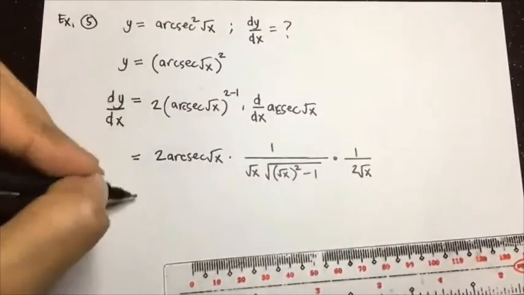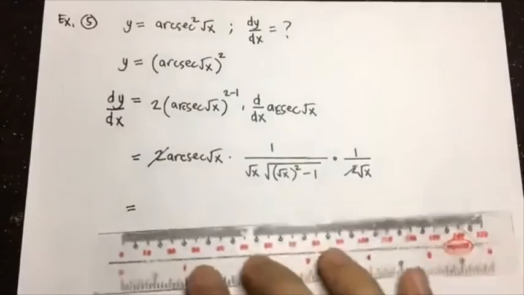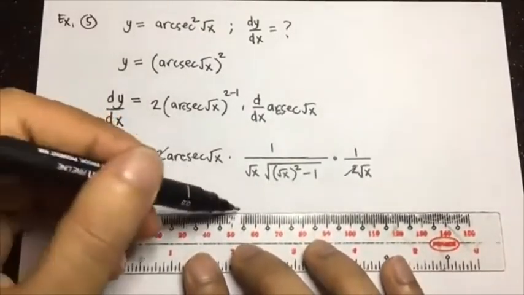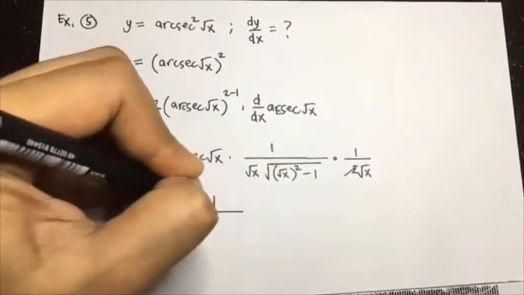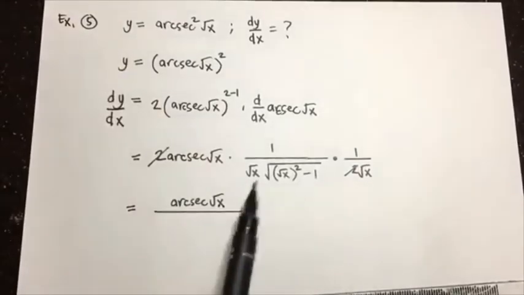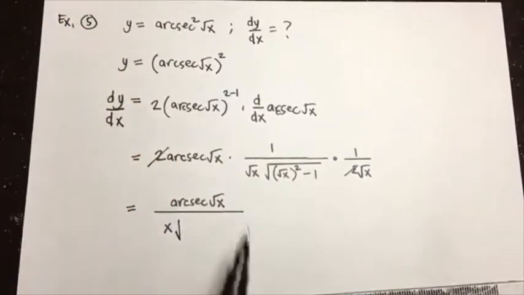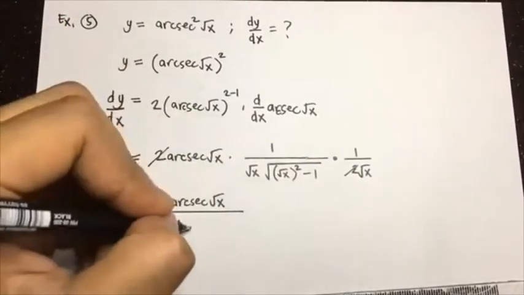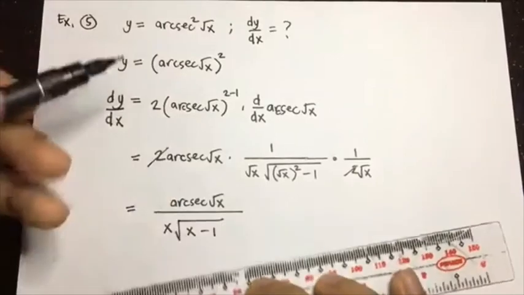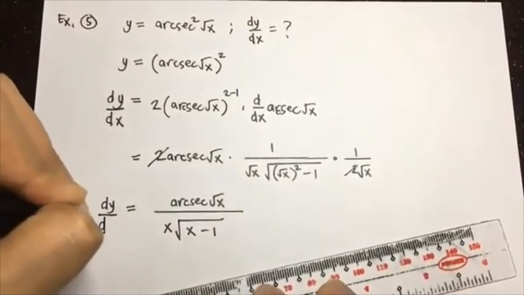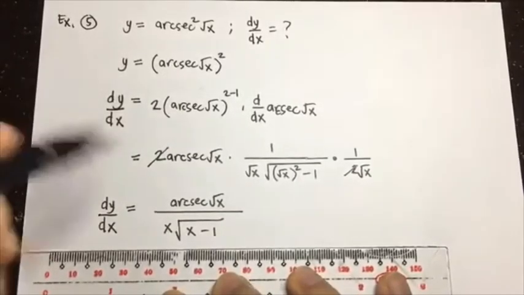Okay, so therefore we can cancel out 2, so this will become, in the numerator, arc secant of square root of x, and in the denominator, multiplying square root of x times square root of x, that is x, square root of x squared, that is x, and then minus 1. Okay, so that's it.